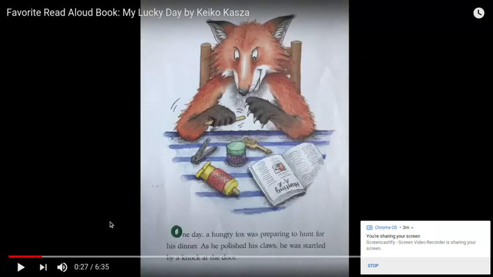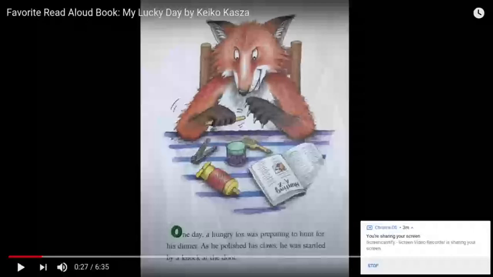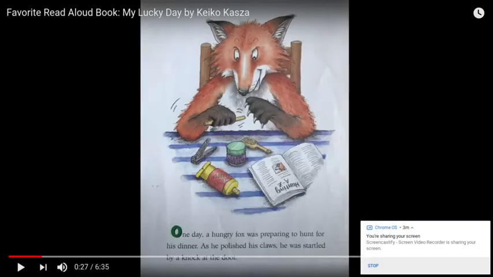One day, a hungry fox was preparing to hunt for his dinner. As he polished his claws, he was startled by a knock at the door.